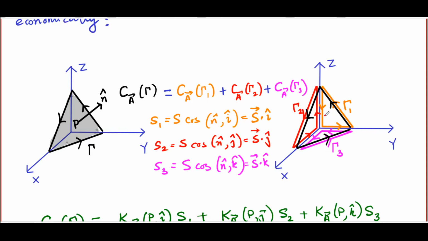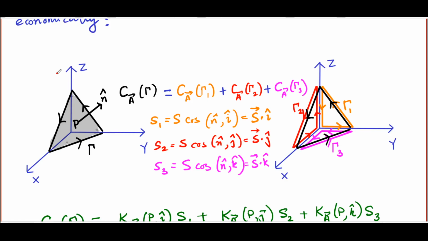But these extra pieces are contributed from both. Say, for example, this one is contributed both from gamma 1 and from gamma 2, and they're contributed exactly in opposition to each other. Same vector field, same line segment, you're traversing it in the opposite direction. So the contribution from this edge and this edge cancel, this edge and this edge cancel, this edge and this edge cancel. So you're only left with, when you add up CA gamma 1, CA gamma 2, CA gamma 3, this red edge, this purple edge, and this orange edge, which together, of course, are the same as the three edges which make up my loop gamma. So CA gamma is simply a sum of the three.